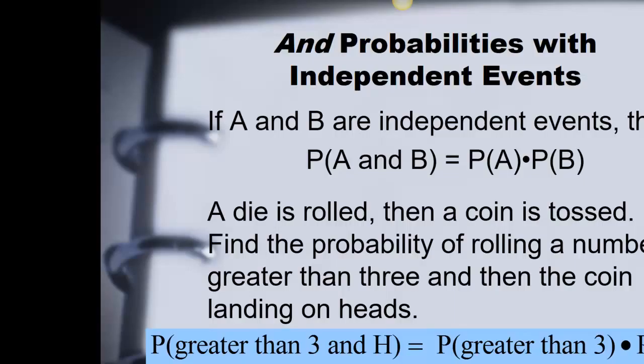So we have 3/6. Greater than 3, think of the die. We have 6 sides, and we're looking for numbers greater than 3. That's 4, 5, 6, and the total outcome is 6. And then our coin, we have 2 sides to a coin. What's the probability of landing on a head? That's 1/2. So let's multiply. I noticed in this particular PowerPoint that 3/6 was reduced to 1/2. And then we have 1/2 times 1/2, which is 1/4.